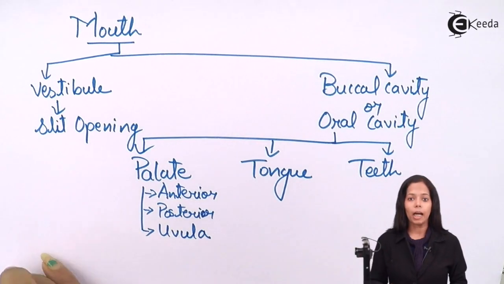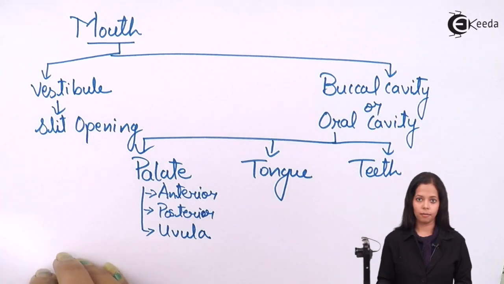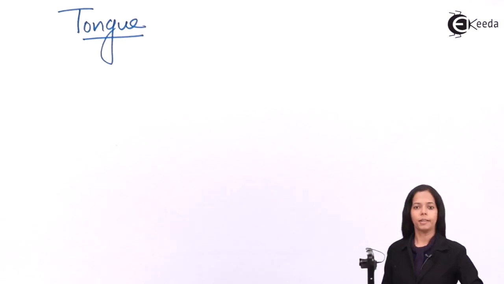Now we'll study the tongue in detail. Now let's see the description of the tongue. The tongue is connected to the mouth with the help of a fold, and that fold is called the lingual frenulum.